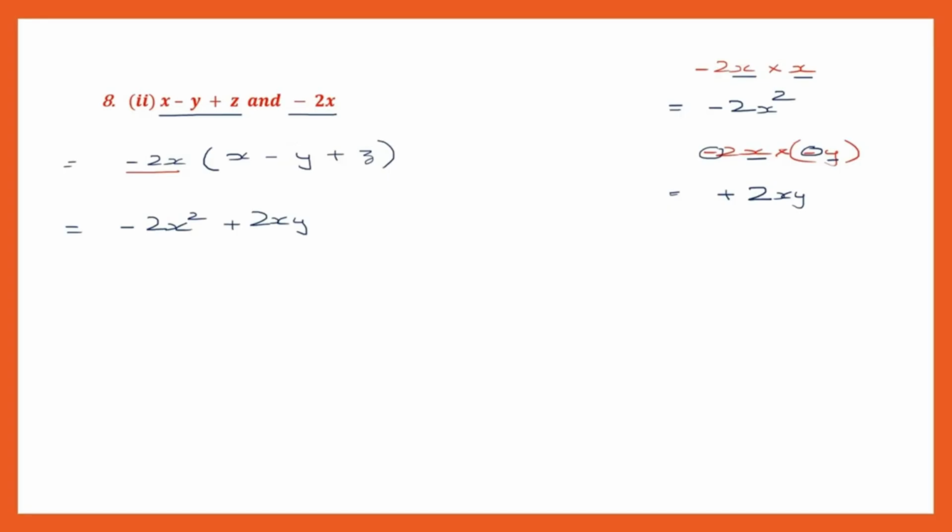Now we are going to do the third term, minus 2x into plus z. Minus 2x into z. So the sign will be minus. The number is 2. We have 1x and 1z, so that makes it xz. So minus 2xz. They're all unlike terms, so we can't add or subtract them. This will be our answer. Minus 2x squared plus 2xy minus 2xz.